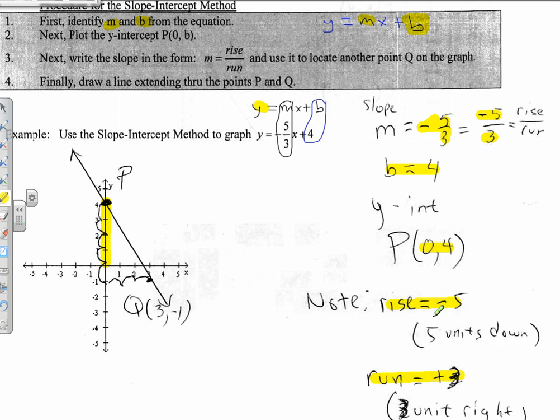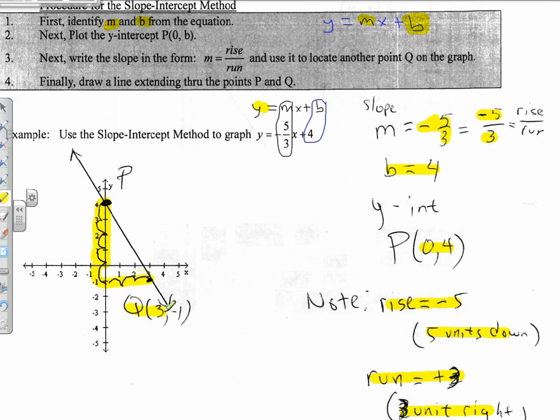Again, it says the rise is negative 5. So that means I go down 5 units starting at P. So let's go down 5 units. 1, 2, 3, 4, 5. And now the run is positive 3. So that means I go 3 units to the right. 1, 2, 3. There it is. There's our next point. We'll call that point Q.